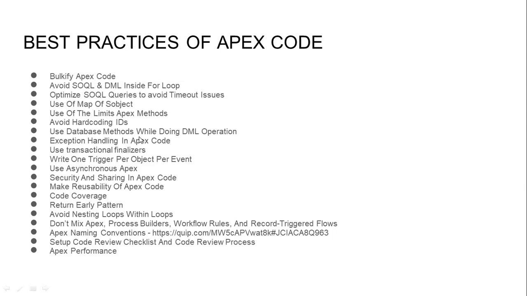Next is the return early pattern. Basically, what we normally do is, if the condition is not fulfilled, we let the code execute the later lines as well instead of returning directly. So that is called the return early pattern. In further slides, I will try to show it visually as well so that it can be better understood.